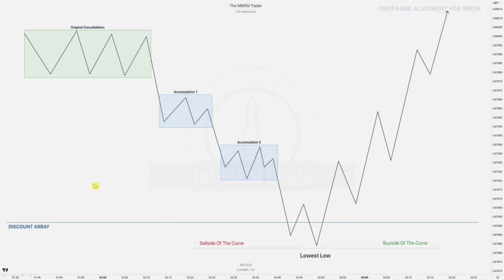Not earlier, we need to hit a key level. If you want to see a market maker buy model, we need to hit a discount array. So we've got this sell side of the curve over here, having our highest high up here and our lowest low down here. And then once we break structure upwards, after hitting that key level, right, we can go into the buy side of the curve.